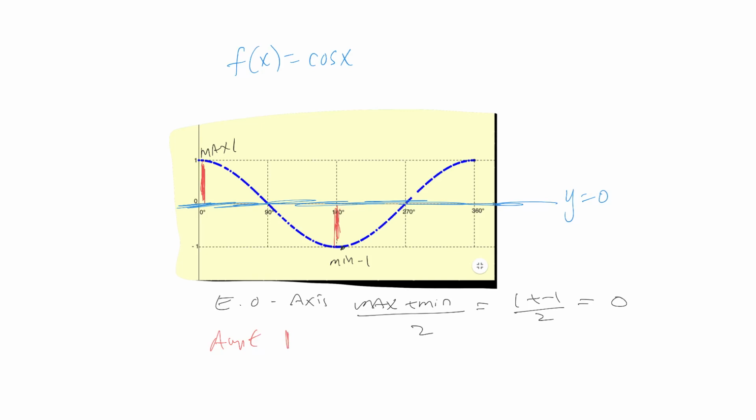There's actually a way to calculate this. We can take the maximum minus the minimum divided by 2, or 1 minus -1 divided by 2. That gives us 1 plus 1 over 2, which gives us 1 at the end. So it really depends on how you want to calculate this, visually or mathematically using numbers here.